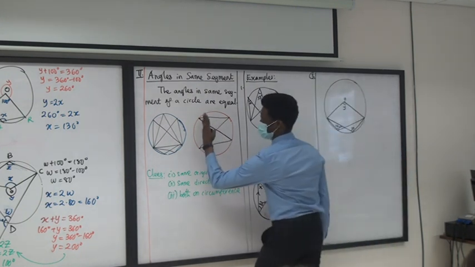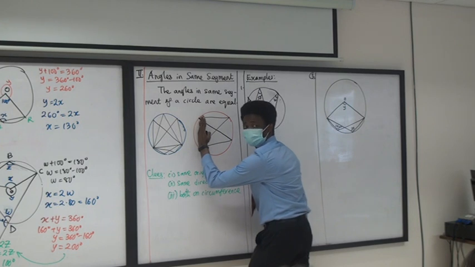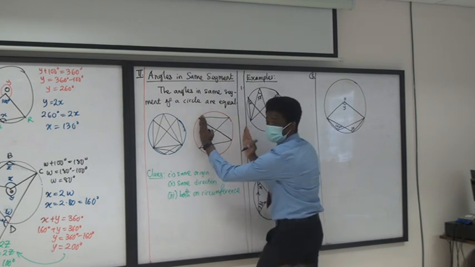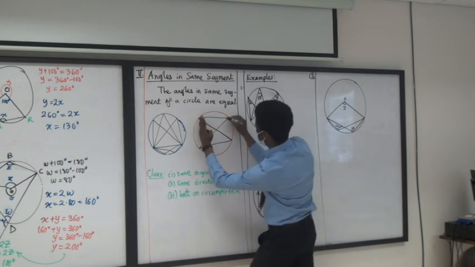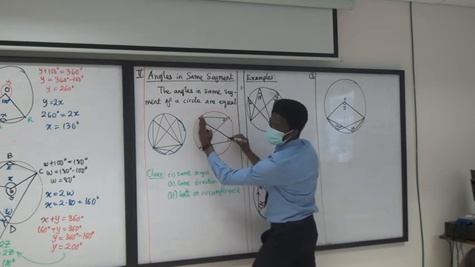The line can be seen here. Pretend the line is here. Then these are in the same segment, right? And these two will be equal. Are you with me? So if this is A, then this must be what? A.